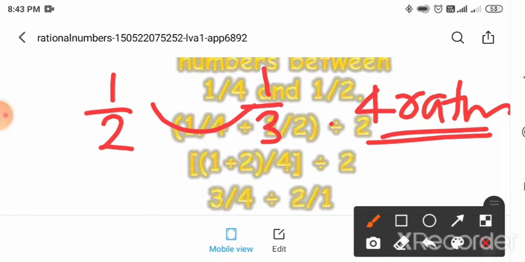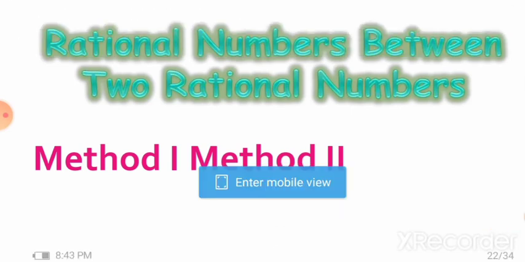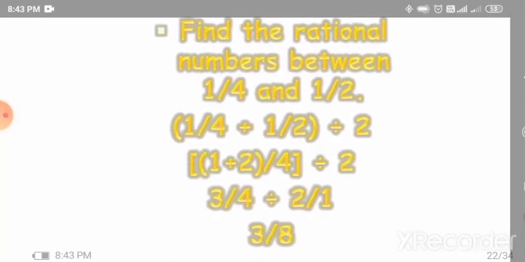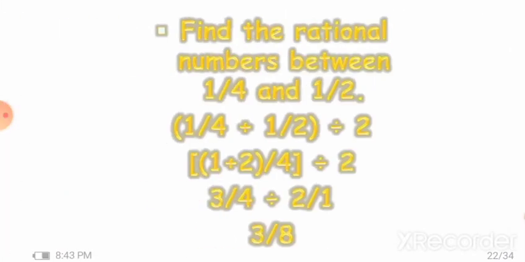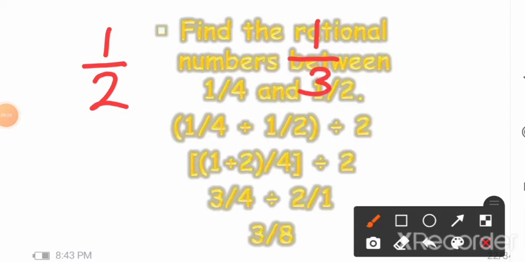So first, check the denominator. The denominator is not equal. So how to calculate these rational numbers? First, check the denominators: the first is 1 by 2 and the second is 1 by 3. The denominator is not equal, so first we make the denominators equal.